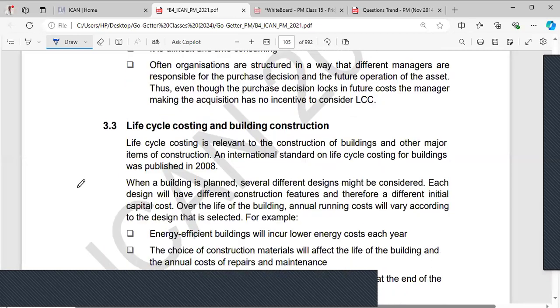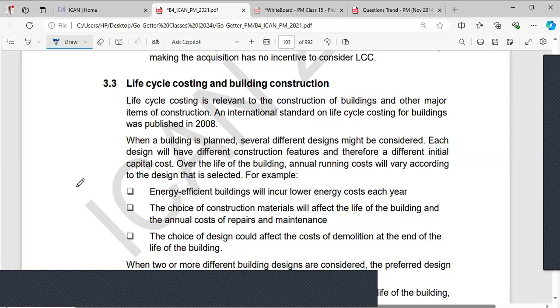Life cycle and building construction. Life cycle costing is relevant to the construction of buildings and other major items of construction. When a building is planned, several designs might be considered. Each design will have different construction features and different initial capital costs.